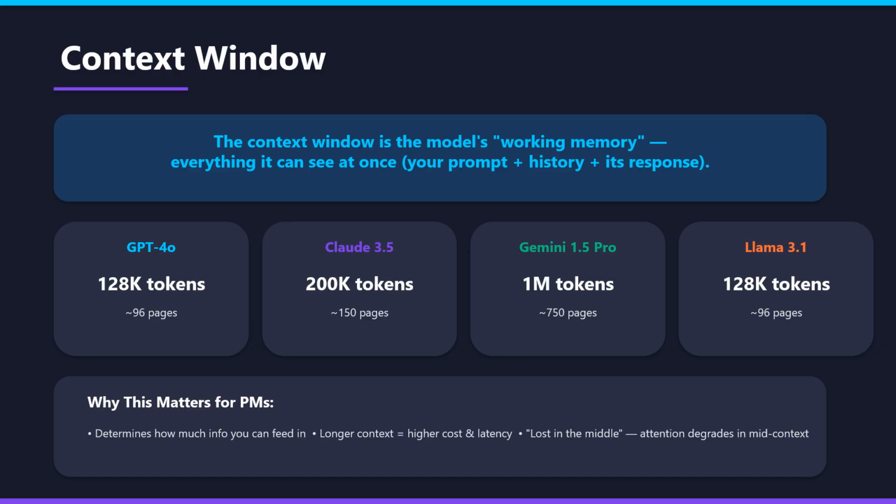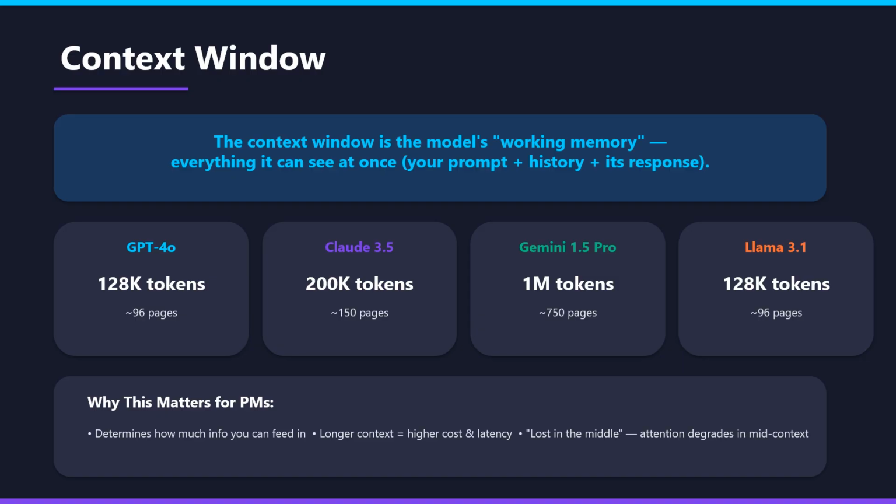Second key concept is the context window. Think of it as the model's working memory, everything it can see and consider at one time. Okay, the context window includes everything: your system prompt, the conversation history, any documents you have injected, right, and the model's response. All of it has to fit within the window. If it doesn't fit, the model can't see it. Okay, it's not summarized or compressed, it's just gone.